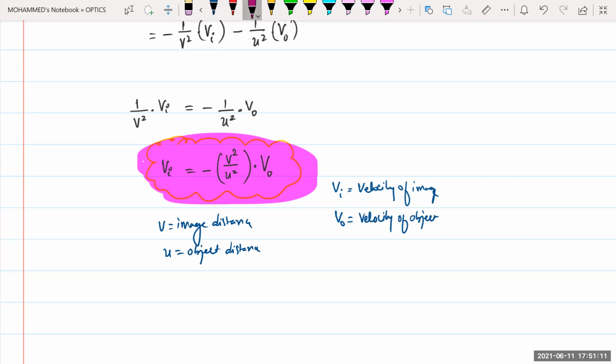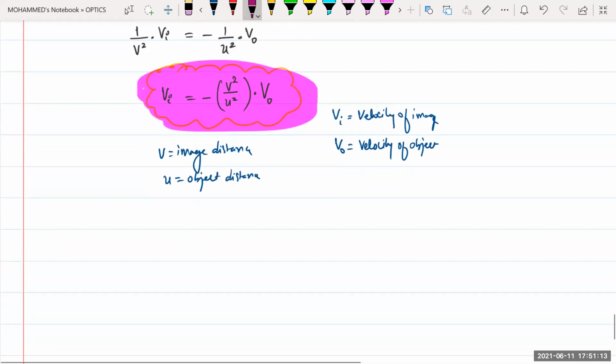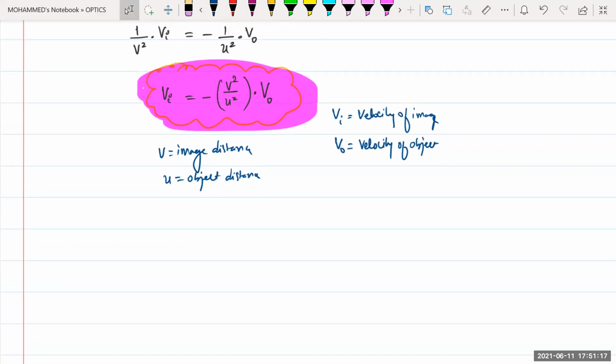Now, what is v by u? It is the magnification: image distance by object distance. So the velocity of the image will be minus of m square into the velocity of the object. Can I write it that way? Yes, so this can also be written like this. The velocity of the image will also be equal to minus of this. Is that clear?